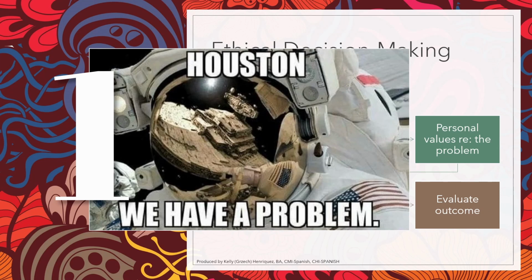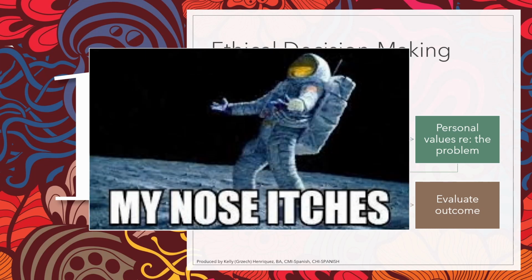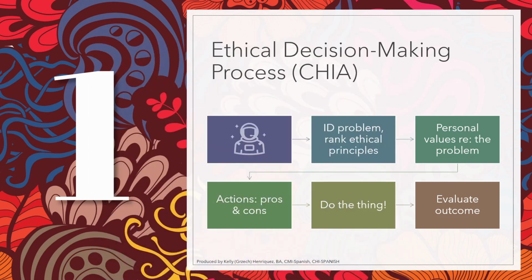So step 1 of the CHIA ethical decision-making process is ask questions to determine if there is a problem. Houston, we have a problem. My nose itches. Step 2, identify the problem, rank those ethical principles.